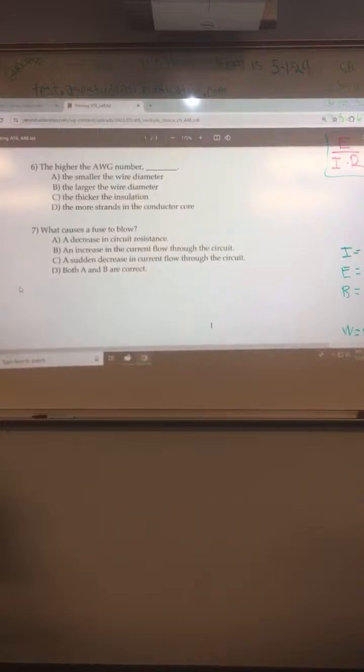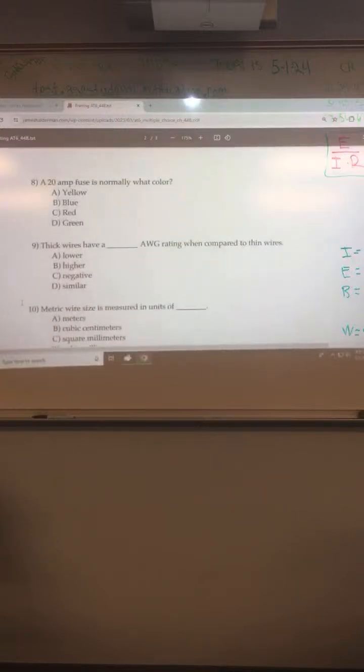Both? What do you guys think? You like D? Yeah. Okay. A 20 amp fuse, normally what color? Yellow. 20 amp fuse is yellow.